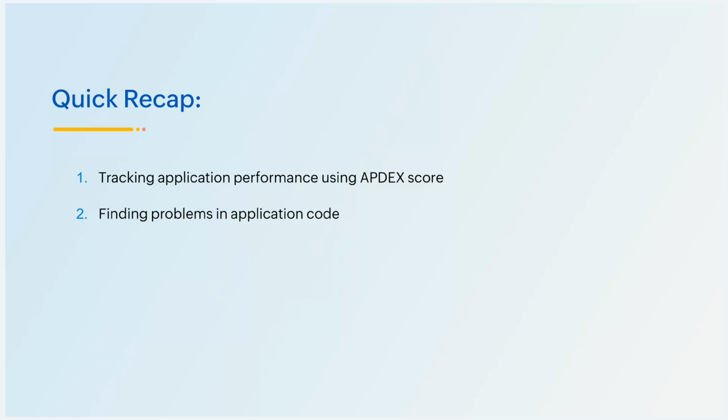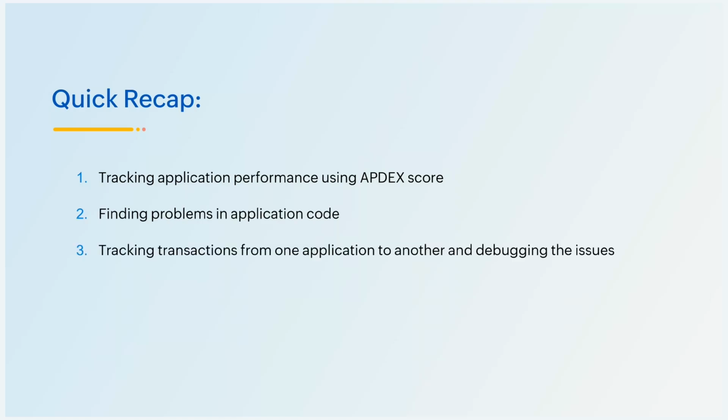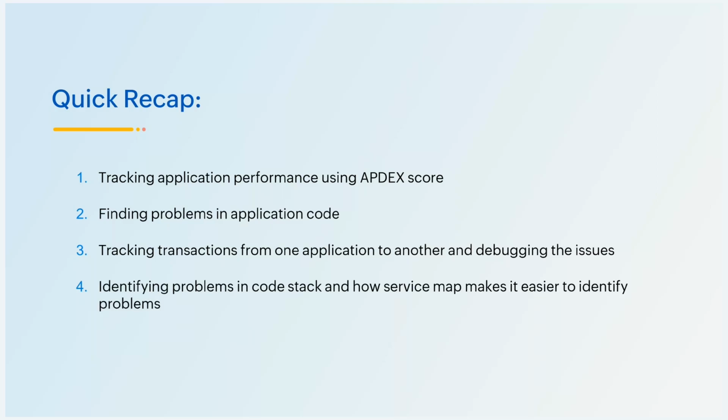That brings us to the end of the training session. So let's have a quick recap of what was discussed. Tracking the application performance using the Apdex score, finding the problems with the application code, tracking the transactions from one application to another and debugging the issues, identifying the problem in the code stack, and how the service map makes it easier to identify the problem.